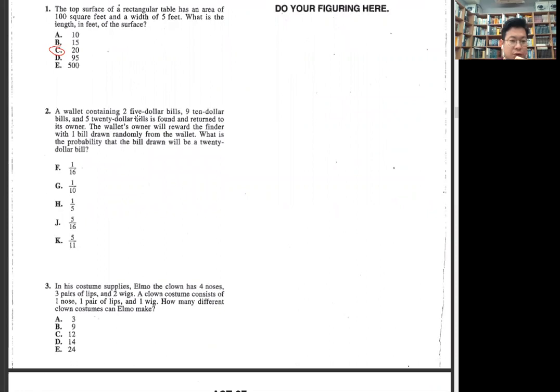A wallet contains two $5 bills, 9 $10 bills, and 5 $20 bills. One bill is drawn randomly from the wallet. What is the probability that the bill drawn is a $20 bill? So out of 16 bills, the $20 bills are 5.